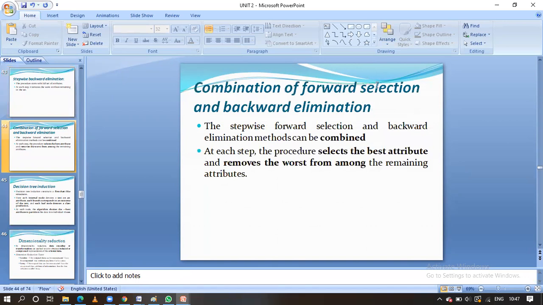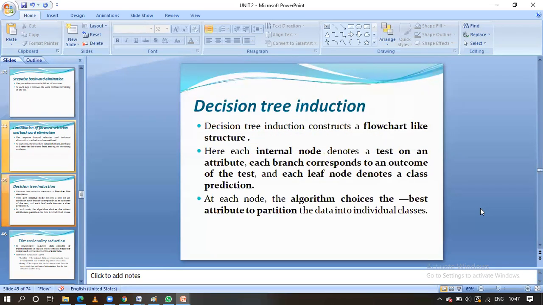Next one is a combination of forward and backward, guys. We combine the two together. Forward as well as backward we are going to do combinedly here. Okay, next one is decision tree induction, guys.